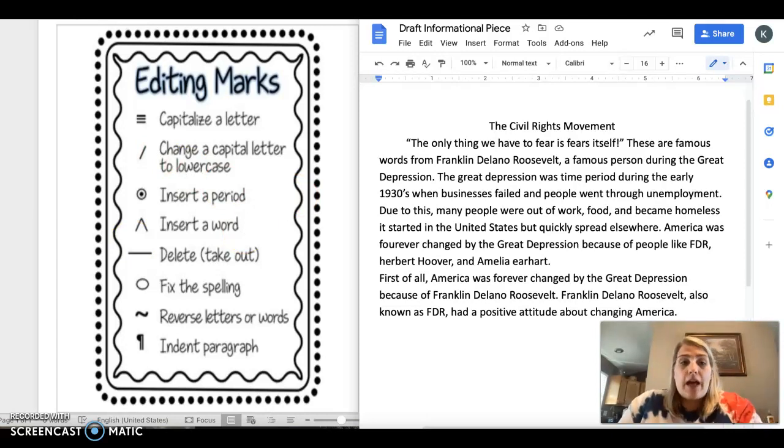And I will have a cutout of this editing mark sheet for you to actually help you when you do your peer reviews. Just note that whenever you're doing it, really pay close attention to what your peers need to work on. And once you're finished, your peer will be able to edit and have their final piece to turn in.